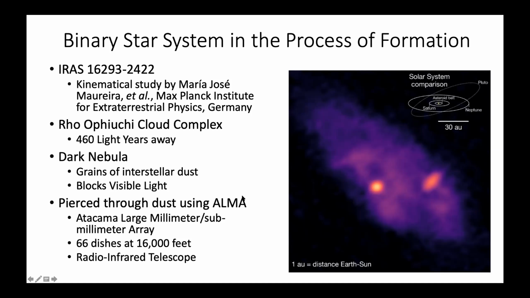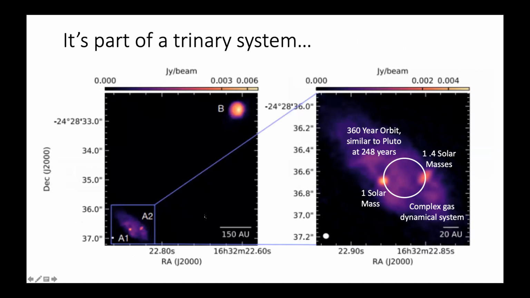Let's see, what else is here? So 460 light years away. This was a zoom in of this area, and it's actually part of a trinary system. There's a bigger star here, and then these are down here. When you look at this image, the actual orbit of these two is about 360 years, similar to the orbit of Pluto.